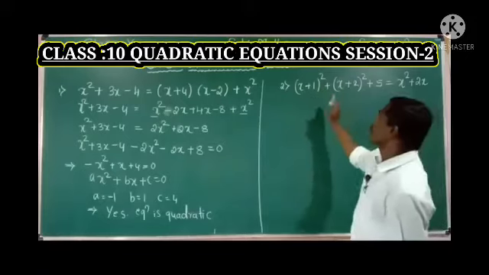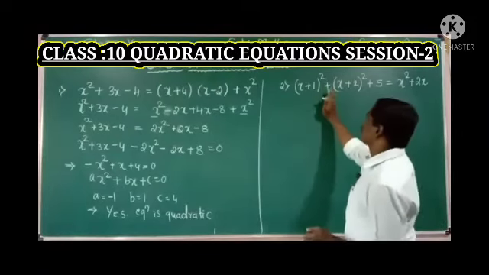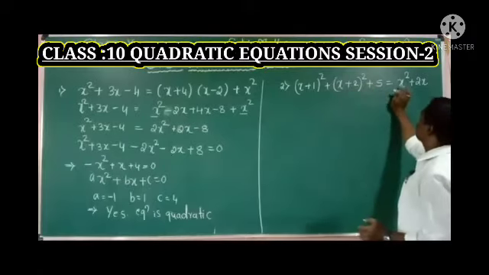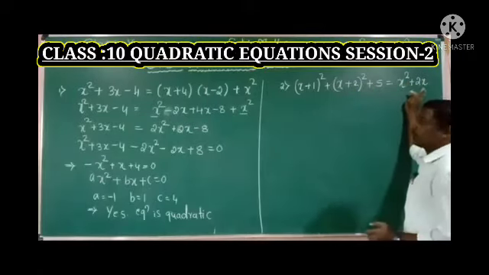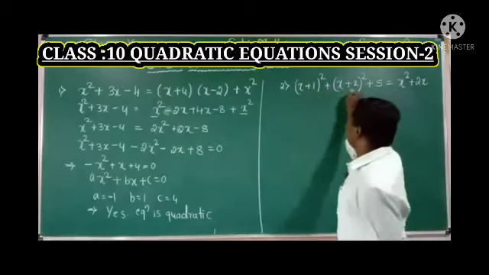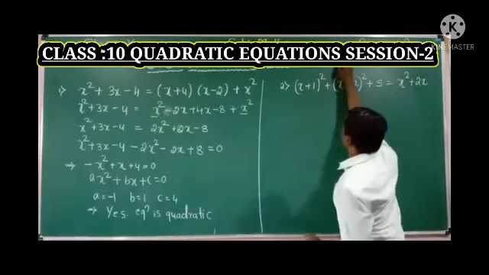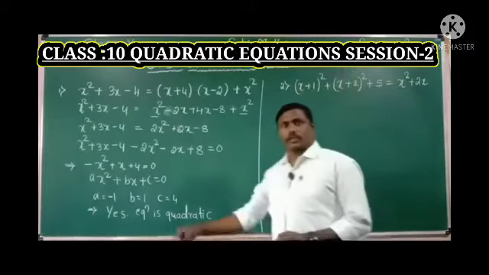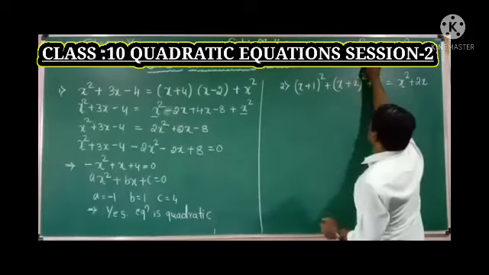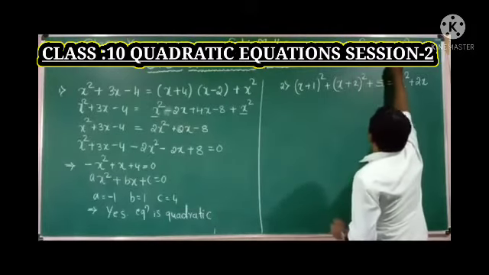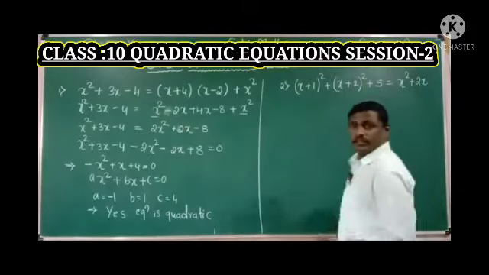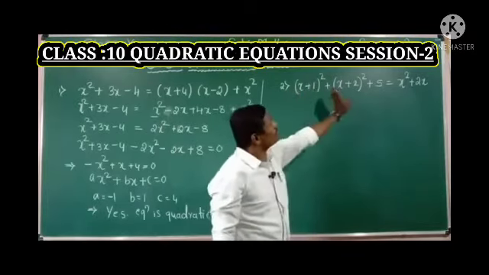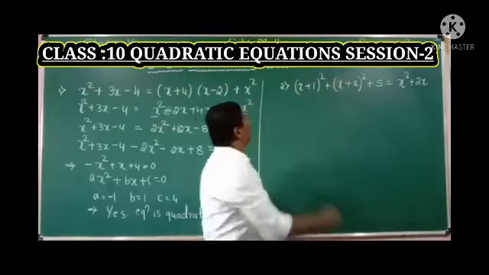(x plus 1) whole square plus (x plus 2) whole square plus 5 is equal to x square plus 2x. First simplify these two by using the algebraic identity (a plus b) whole square. What is that standard identity? a square plus 2ab plus b square, right? So by using this identity, just simplify the first term and the second term.